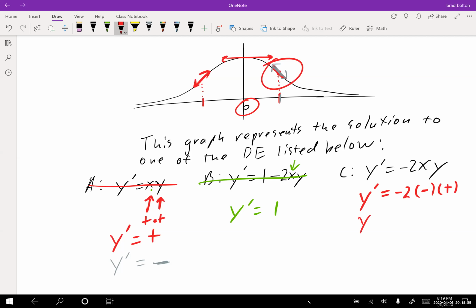Now we see y prime is equal to what type of slope? Well, a negative and a negative is a positive times another positive is a positive. So we should get a positive slope. And if we look over here, that is a positive slope, right? So as you guys can see, it has to be C. C is the only differential equation that has a chance of being true with this problem. Okay, so this is a way that you can kind of think about differential equations and their graphs.